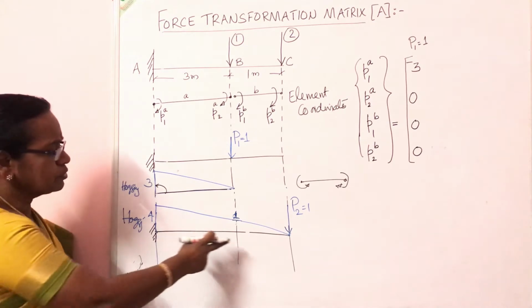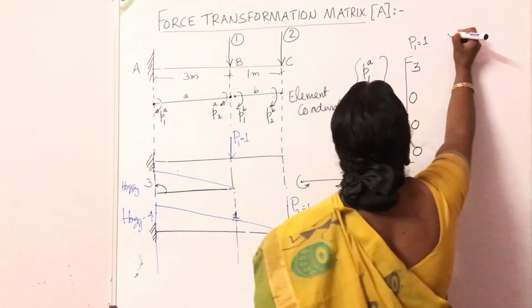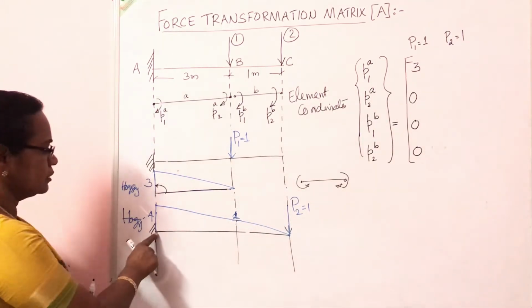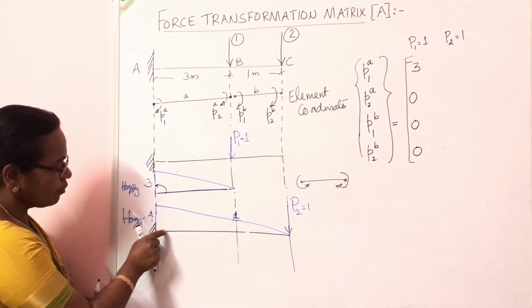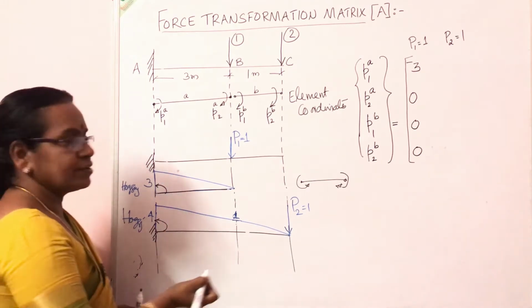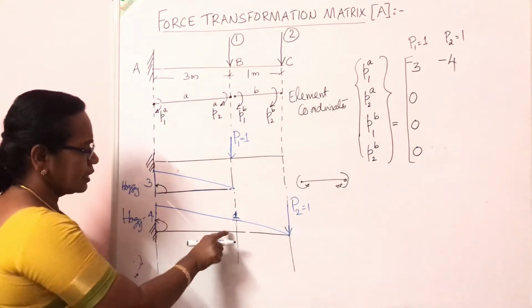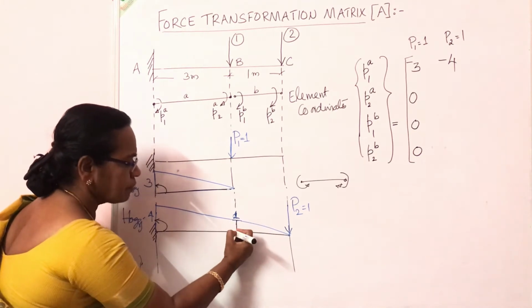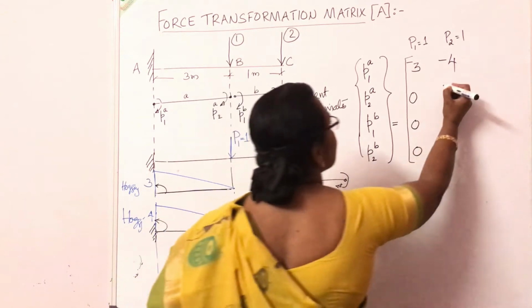Okay. Now coming to the second, when I apply P2 equal to 1, the moment at this first end is, numerically, 4. To get the sign, from the base to the ordinate, anti-clockwise. So it is minus 4. At the second end, from the base to the ordinate, this is the ordinate 1. From the base to the ordinate, it is clockwise. So it is plus 1.